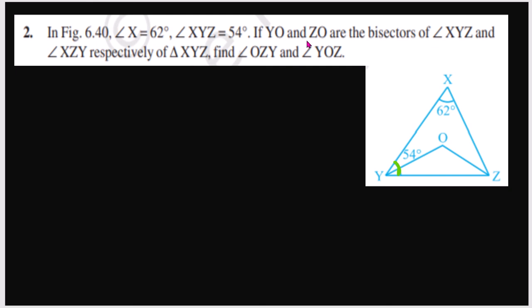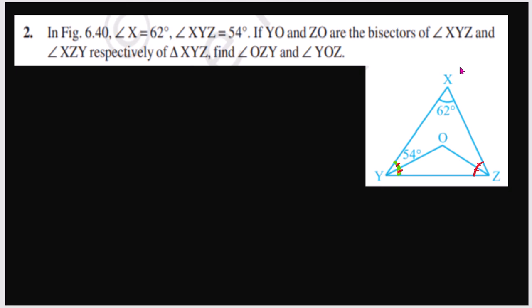And YO and ZO are the bisectors of angle XYZ and angle XZY. YO is the bisector of angle XYZ. We can mark it in this way so that we understand that YO is a bisector of angle XYZ. Similarly, ZO is the bisector of angle XZY. We can also mark it.